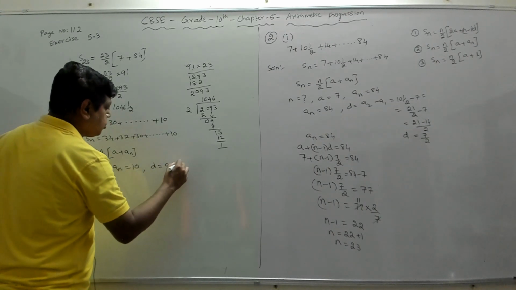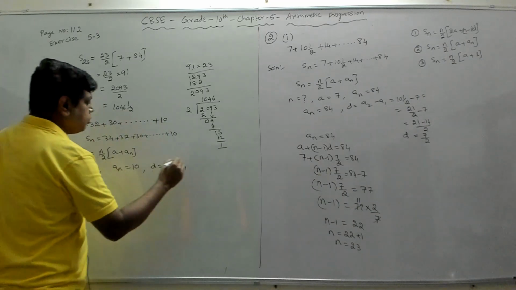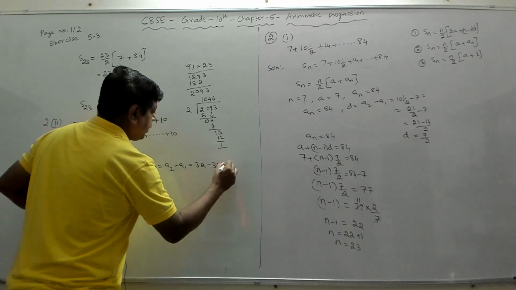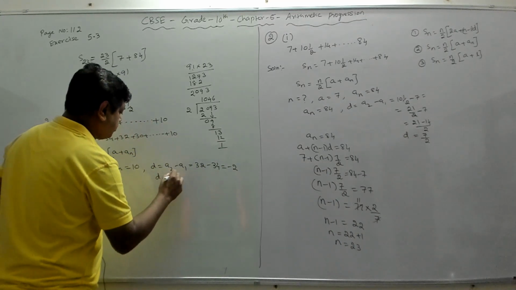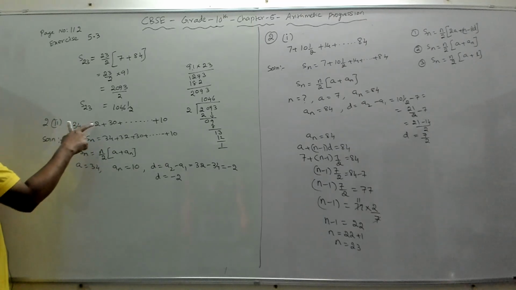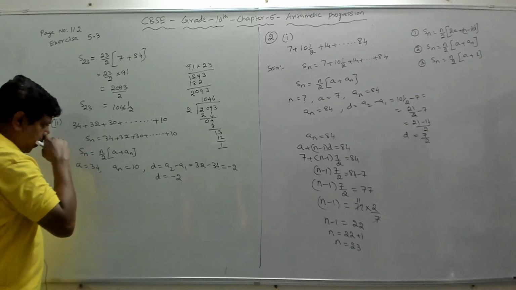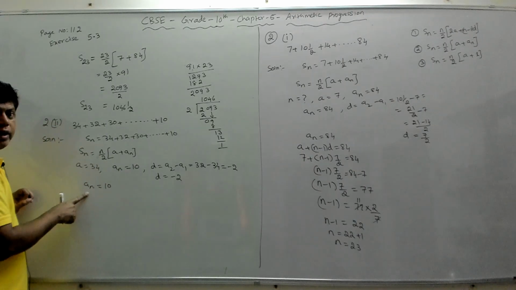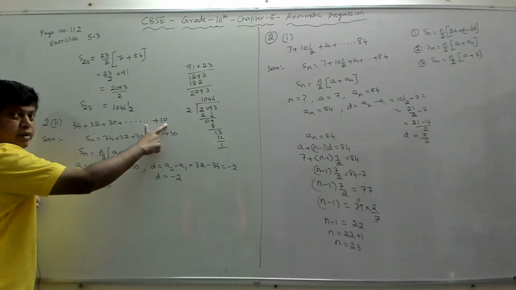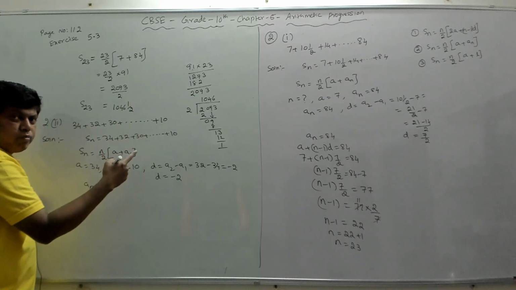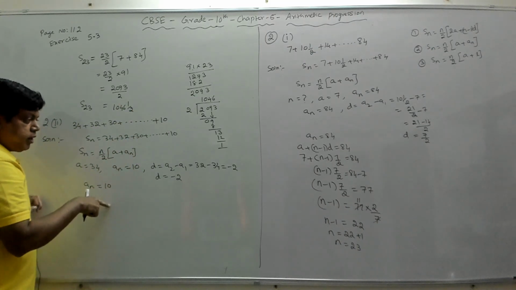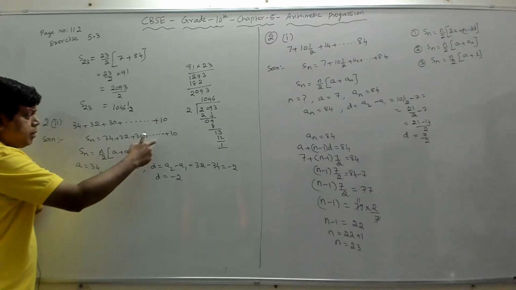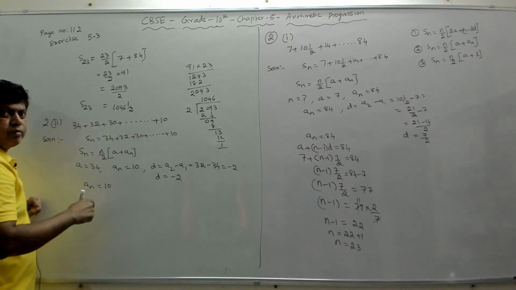The common difference d is A2 minus A1. So A2 is 32 minus A1, which is 34. You get minus 2. So your d is minus 2. Right? A2 minus A1. Now our an is 10. From this we have to find n. We have taken 10 as the last term, which is the nth term. Once we know n, then we'll know how many terms are there in this series, so we'll be able to find the sum of that many terms. So we have to find n now.